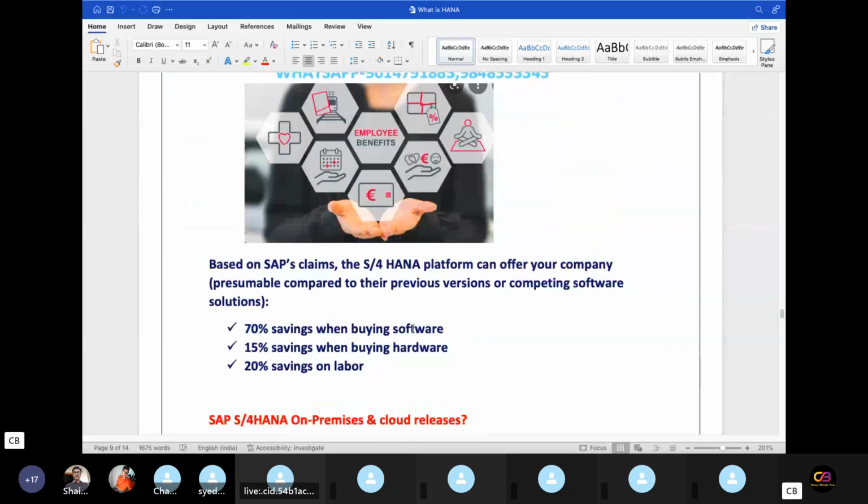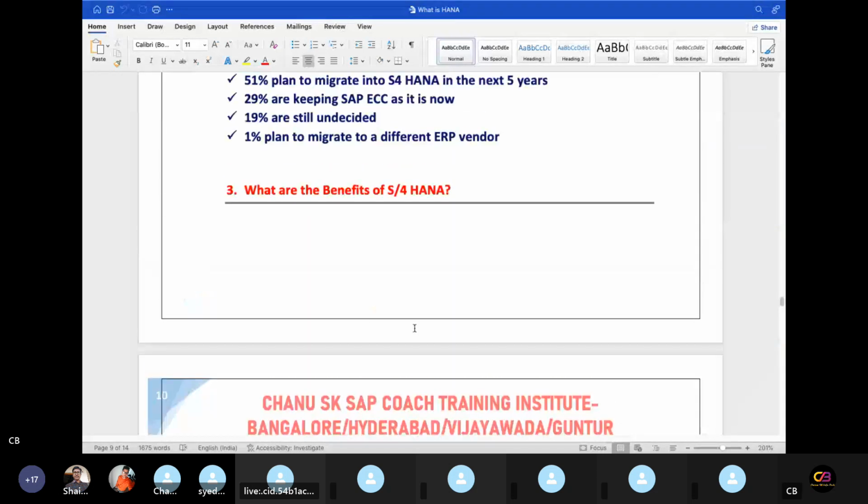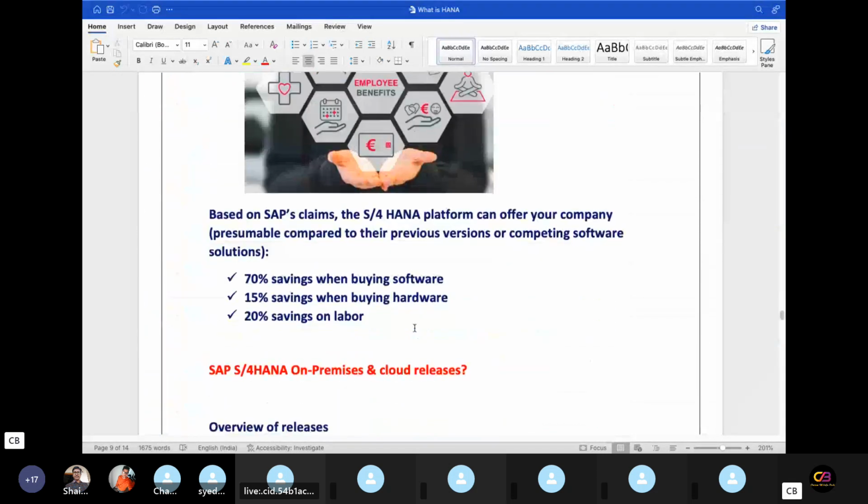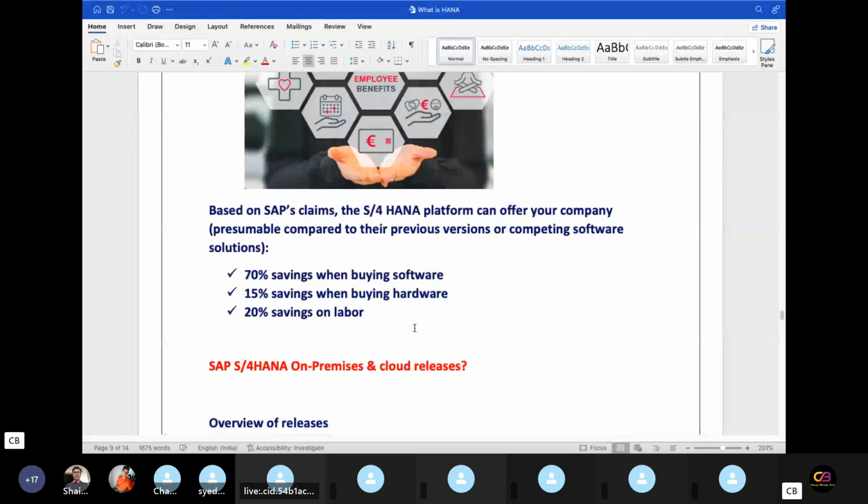So what are the benefits of S4HANA? See, after purchasing the software, companies will get benefited. 70% saving when buying software, 50% saving when buying hardware, okay, and 20% saving on labor. Any new product emerging in the market means time saving and cost saving, right? So, and simplicity, agility. Based on these three factors, the companies will purchase the software.